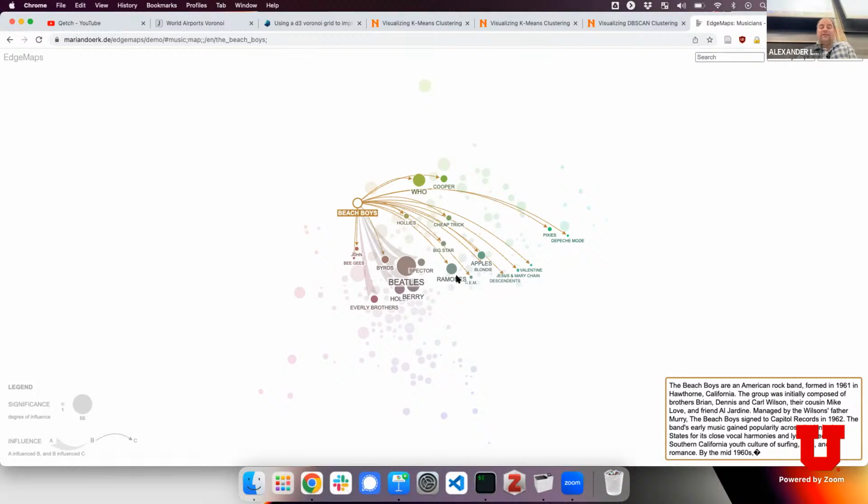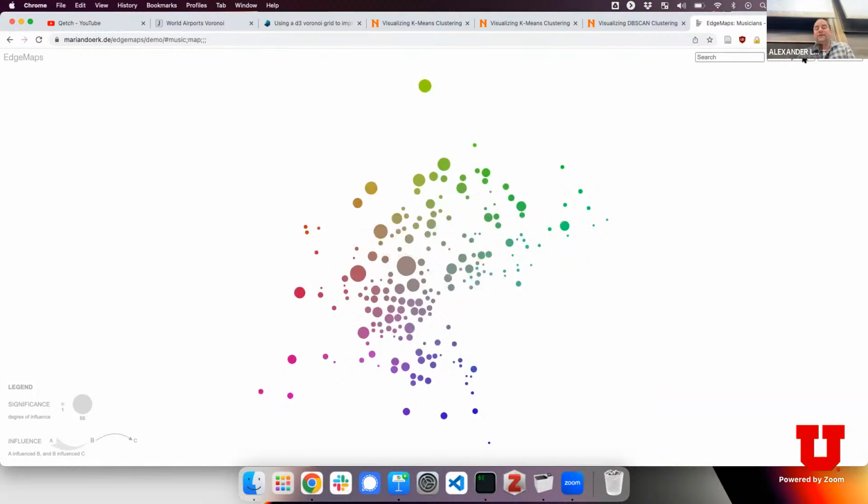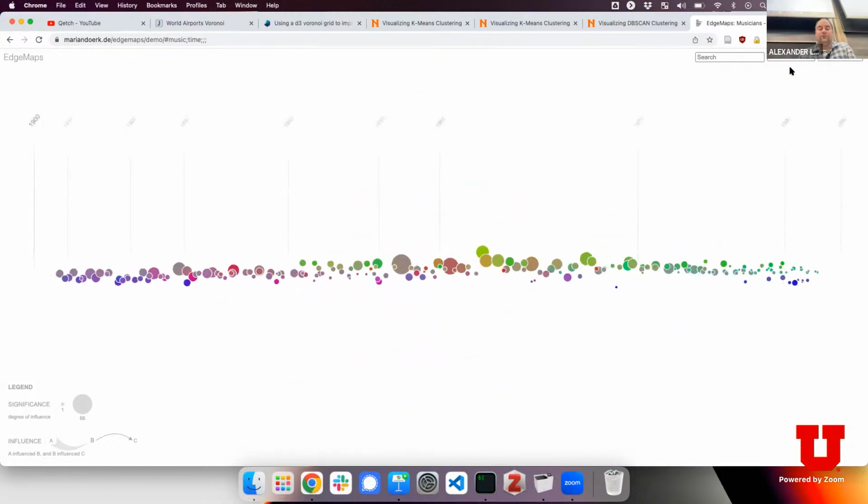So, the timeline and the similarity views, what are the two different tasks that these each support?